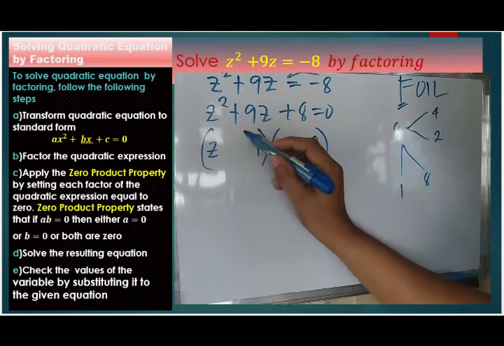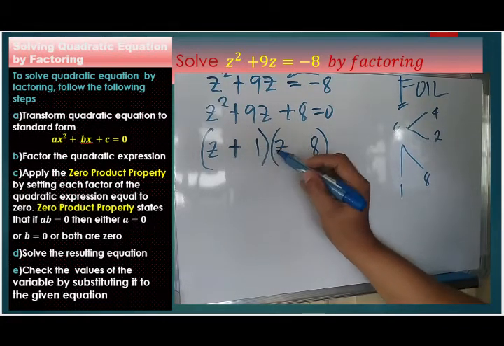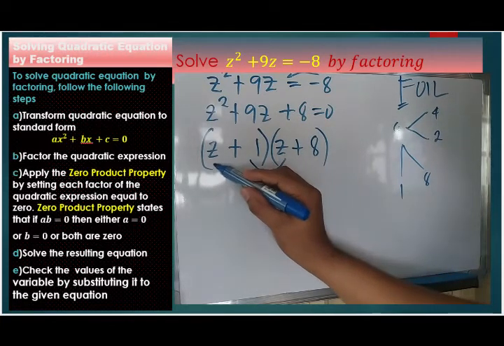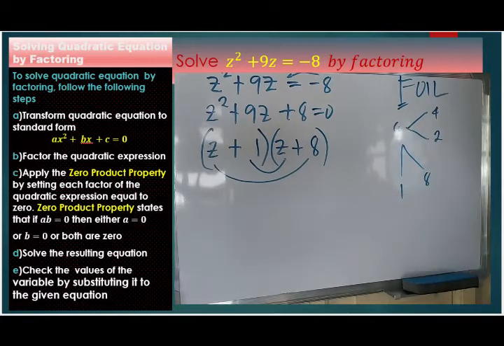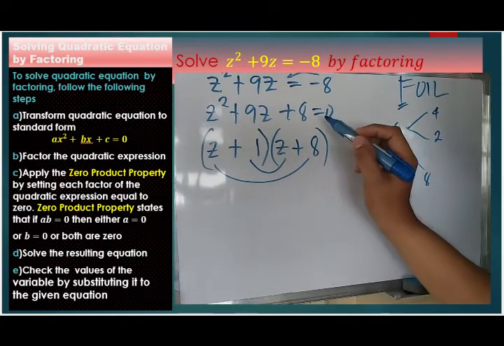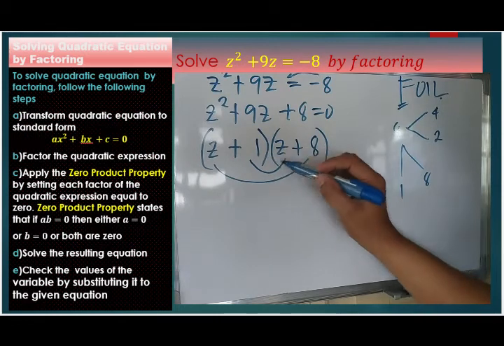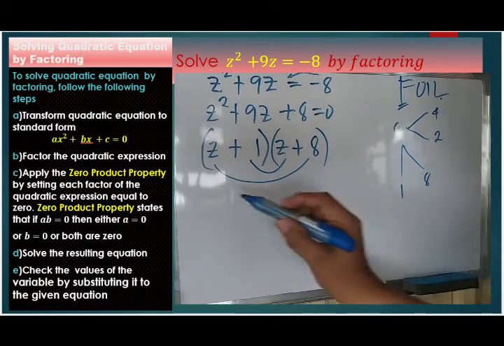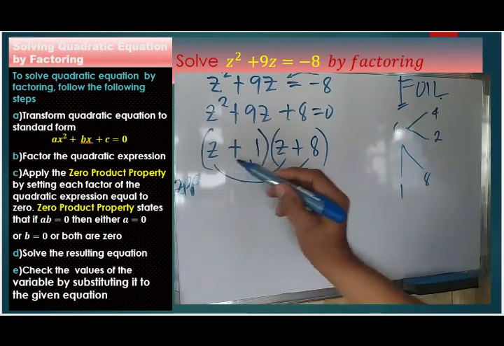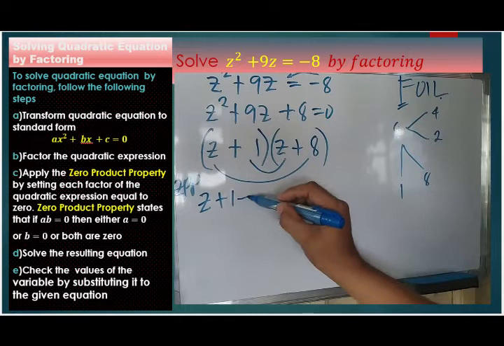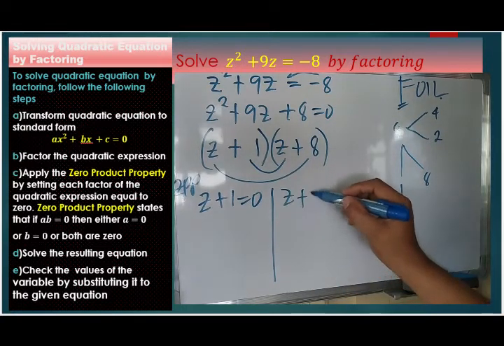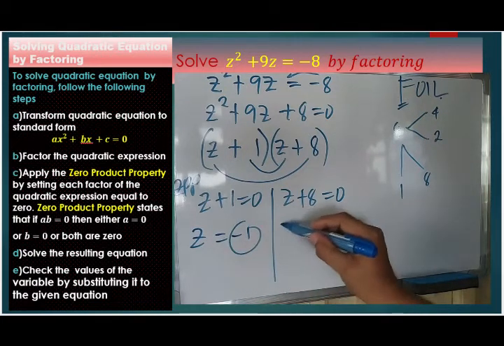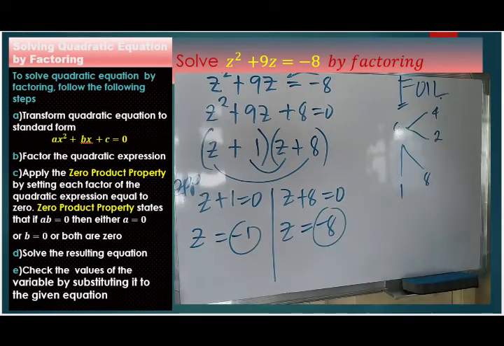Now, since that is 9 and it's positive, it could be positive 1z and positive 8z. So, it means that we have 9z. Checking the last term, 1 times 8 is 8, so our factors are correct. Then, apply the ZPP. So, you now have z plus 1 is equal to 0 and z plus 8 is equal to 0. Solving further, z is negative 1 and z is equal to negative 8.